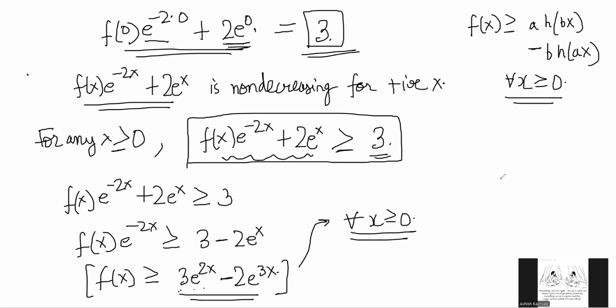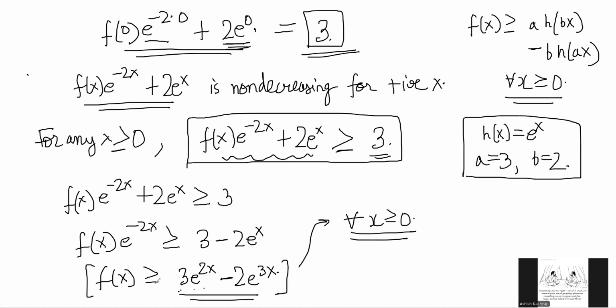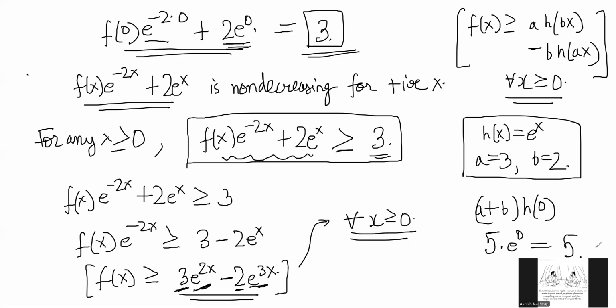You can see from here that we are getting h of x is e power x, a is 3, b is 2, and then we are getting a relation which looks exactly like this. A times e power 2x minus b times e power ax, which is 3x, right? And therefore the answer, a plus b times h of 0, would be simply 5 into e power 0, which is 5. And that finishes off the problem.